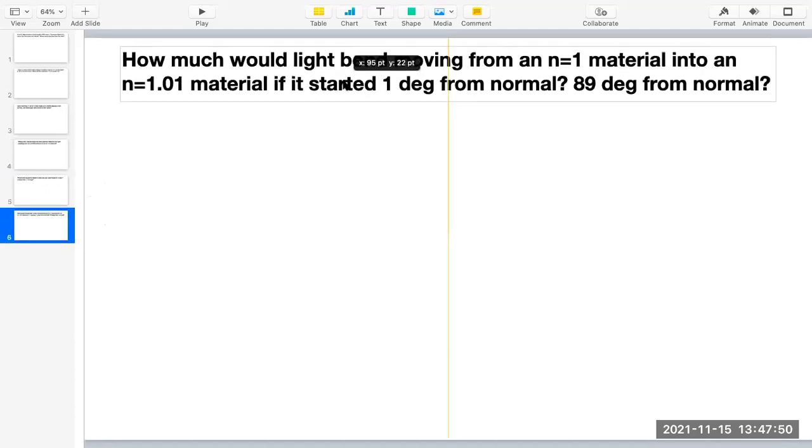Apparent depth later. All right. So how much light bends is just the difference between its original angle and its final angle. Our n1 will be 1 and our n2 will be 1.01. See if you can get our bending.